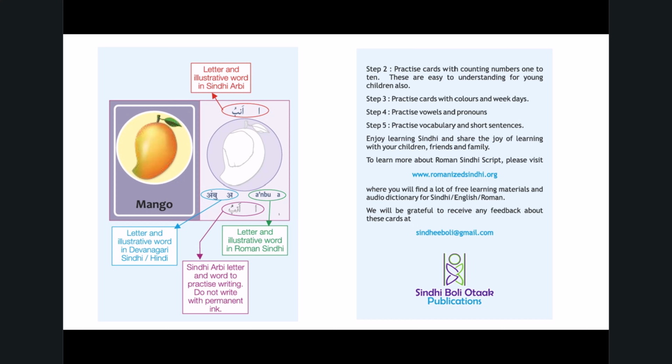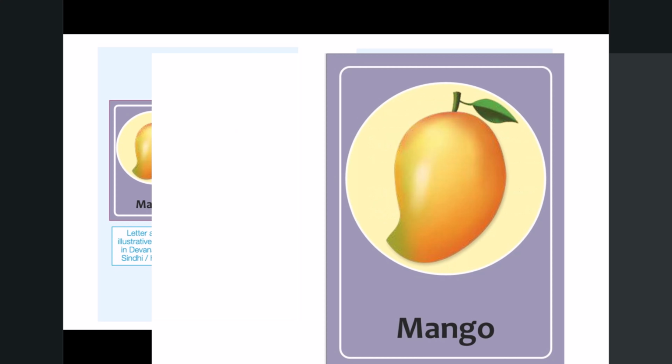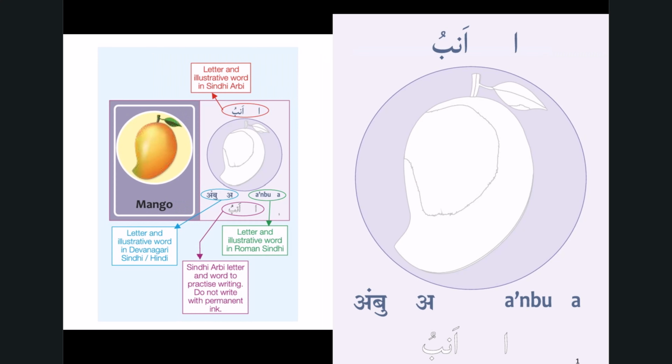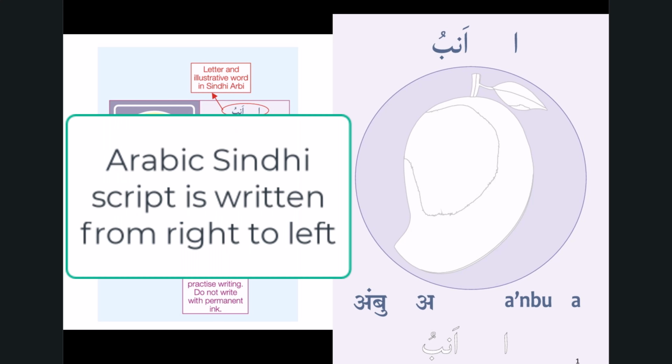You will see that each alphabet card has 2 sides. On one side, you will see an image of an object and a word describing that image in English. On the back of the card you would find same image but in white background. On top of the card there is Sindhi letter and a word using that letter sound on the top written in Arabic Sindhi script. Please note that the Arabic Sindhi script is written from right to left.